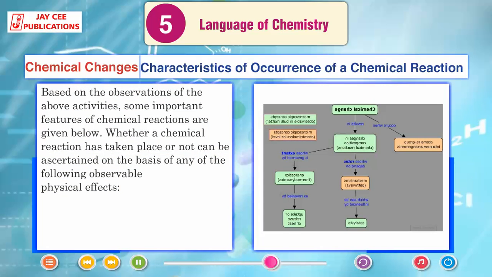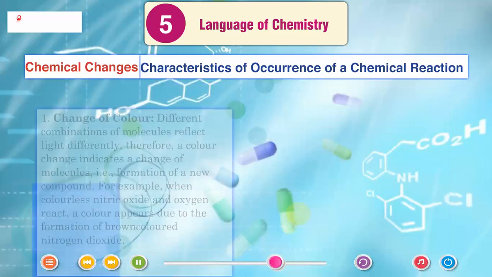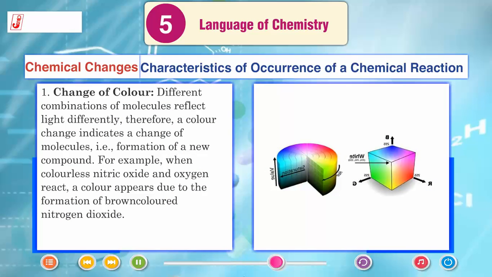Based on the observations of the above activities, some important features of chemical reactions are given below. Whether a chemical reaction has taken place or not can be ascertained on the basis of any of the following observable physical effects. Change of color. Different combinations of molecules reflect light differently. Therefore, a color change indicates a change of molecules, that is, formation of a new compound.